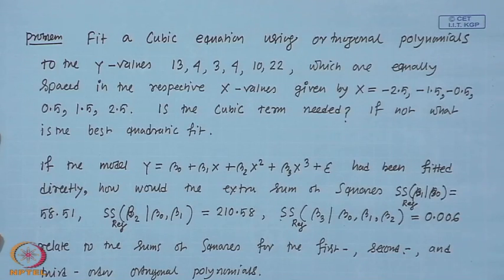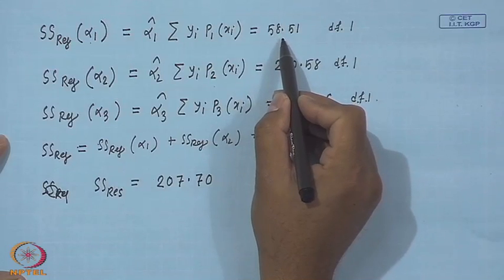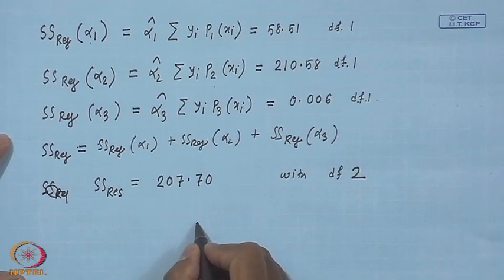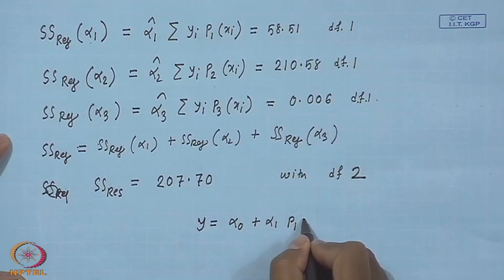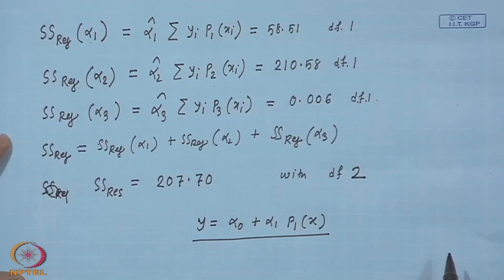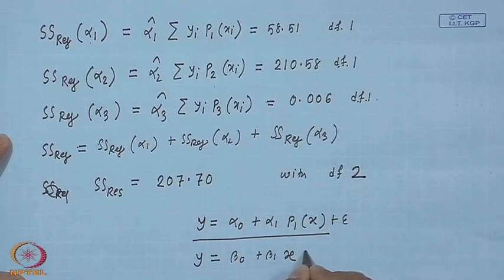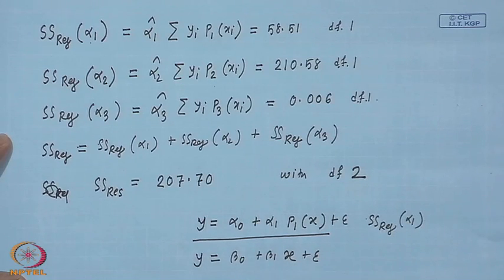Now, you see that this one is 58.51, and whatever we computed before, that SS regression due to alpha 1, is also 58.51. Okay. So, the SS regression for the model y equal to alpha naught plus alpha 1 p 1 x, the SS regression due to this model is the same as the SS regression due to the model beta naught plus beta 1 x plus epsilon, because SS regression due to this model is nothing but SS regression due to alpha 1. Okay. And SS regression due to this model is nothing but SS regression due to beta 1 in the presence of beta naught.